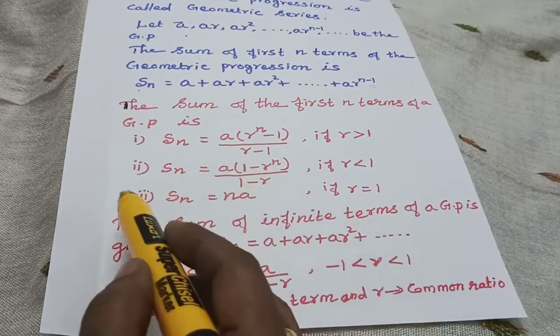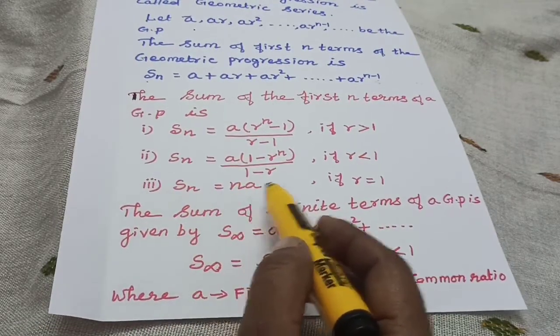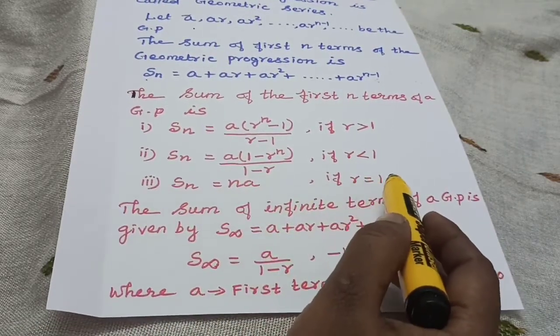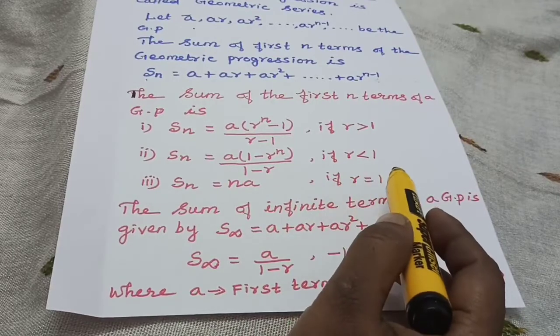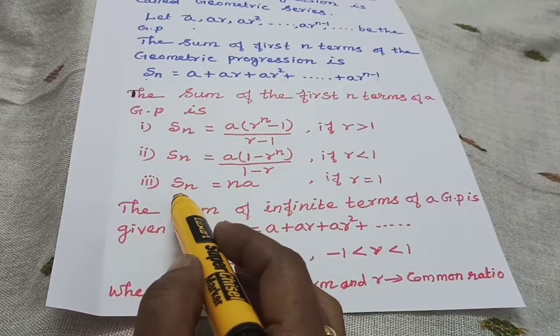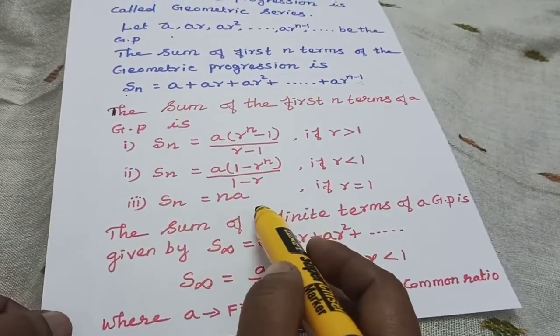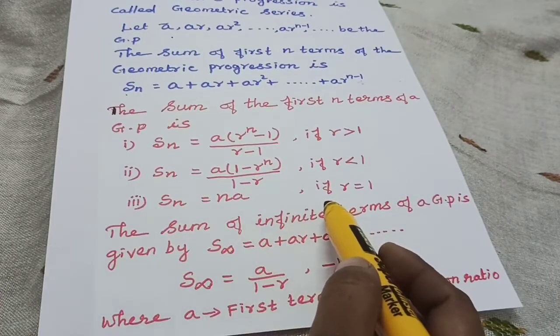Then third one, Sn is equal to na. If r equal to 1, then we have to use which formula? Sn is equal to na. Correct?